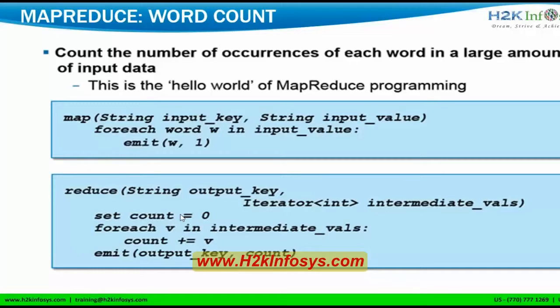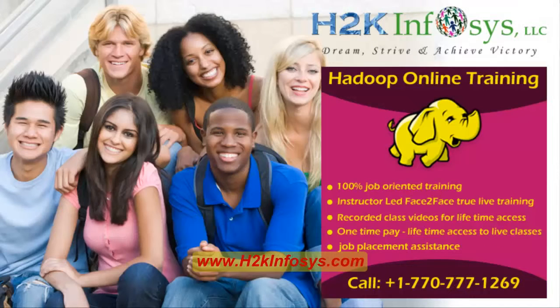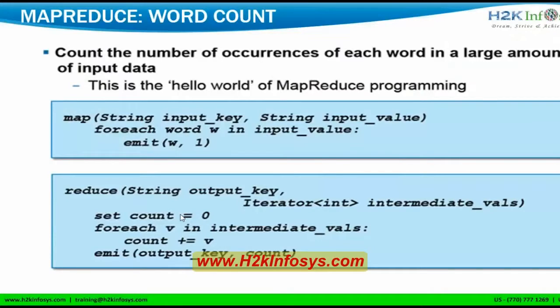So every time I am incrementing the count with that value. For the first time it will be 1, and again when the loop repeats, for the second time the count will be 2. Until the loop is finished, I will do the same procedure for all the iterated values, and finally I will emit the key, comma, the count, the whole aggregated count value of that particular key. So that is what typically my reducer function will do.